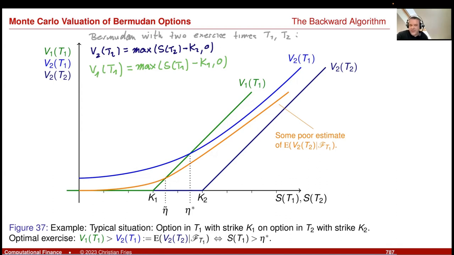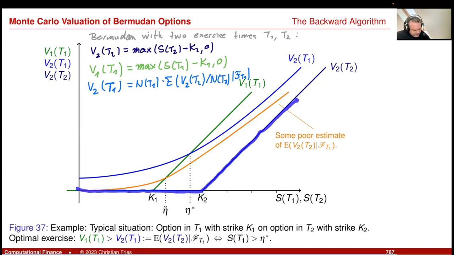When would you exercise? Well, to make the exercise decision in T1, you have to compare the V1, so the underlying if you exercise in T1, with the value of the option that you receive if you don't exercise. So that's V T2. But this guy evaluated, so observed in T1. Yeah, so this is the numeraire in T1 multiplied with the expectation of the value if I continue observed in T2 divided by the numeraire in T2, but now conditional to F T1. So I have to evaluate this payoff here. So this payoff here is what I get in time T2, but I have to evaluate it.